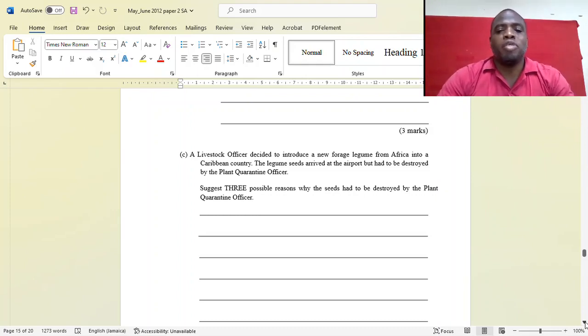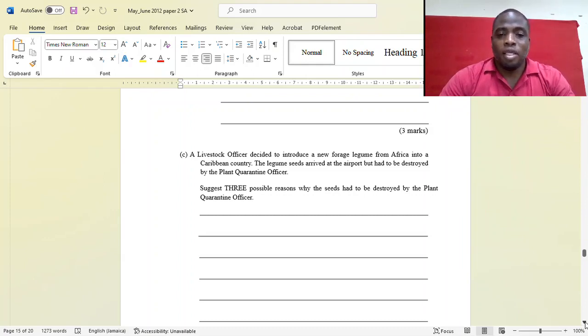Suggest three possible reasons why the seeds had to be destroyed by the plant quarantine officer. One of the reasons, probably the seeds that were on the plane weren't from the legume. Maybe a different type of seed was sent incorrectly, and so they were destroyed. Two, the seeds that were sent tested positive for a particular disease, and they didn't want us to introduce this legume and have it introduce the disease to our plants and cause death to our local crop.